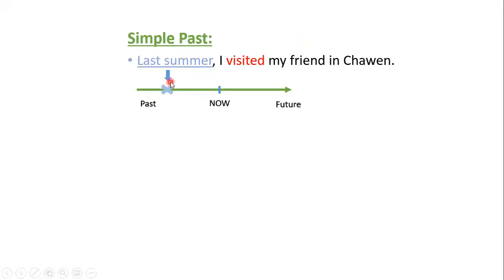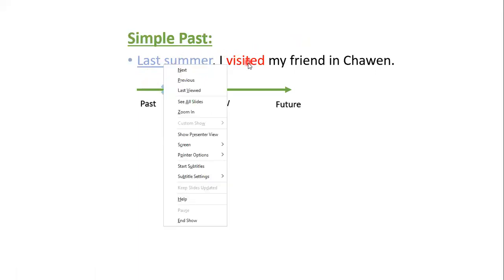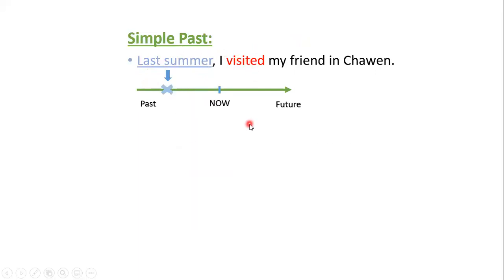It is a specific time in the past, a definite time in the past. Last summer. It is not last winter, it is not last spring, it is not last autumn. It is last summer. We know which time in the past. It is specific, it is definite. Now look at this sentence.